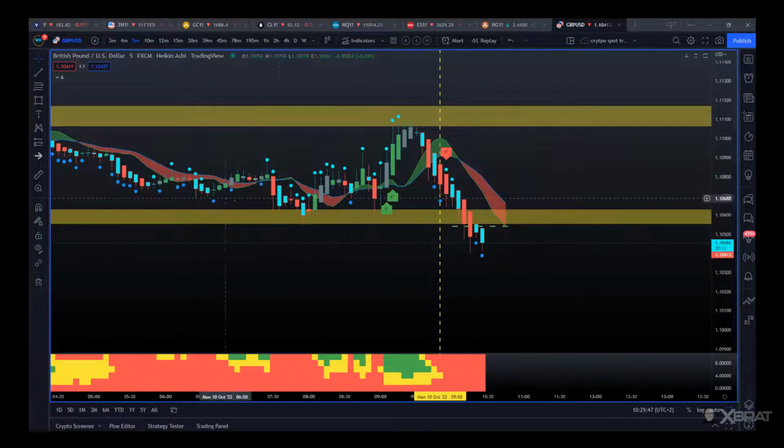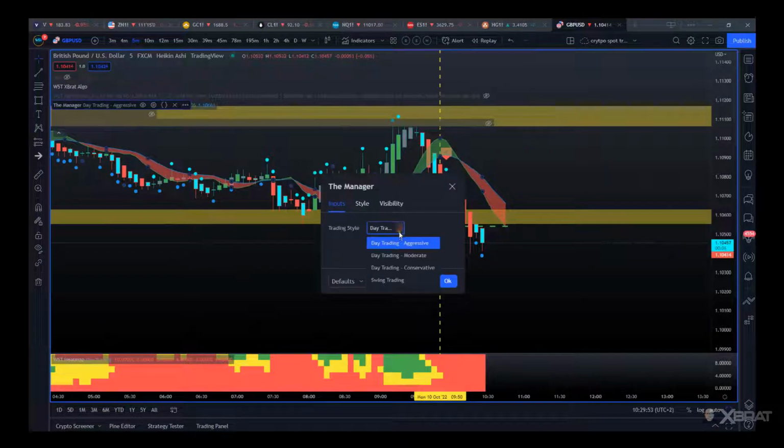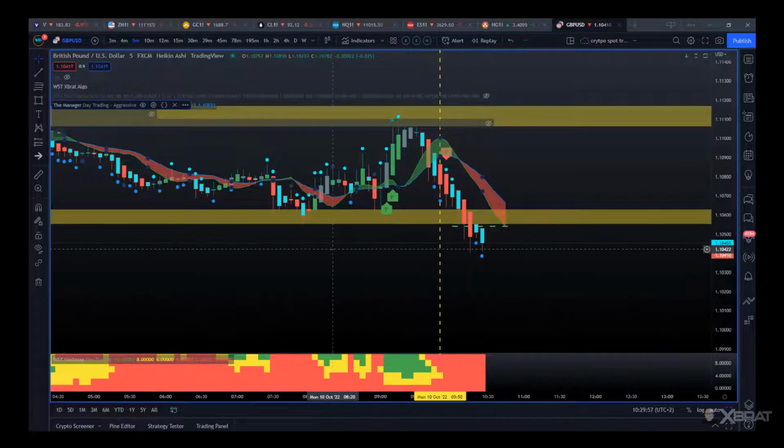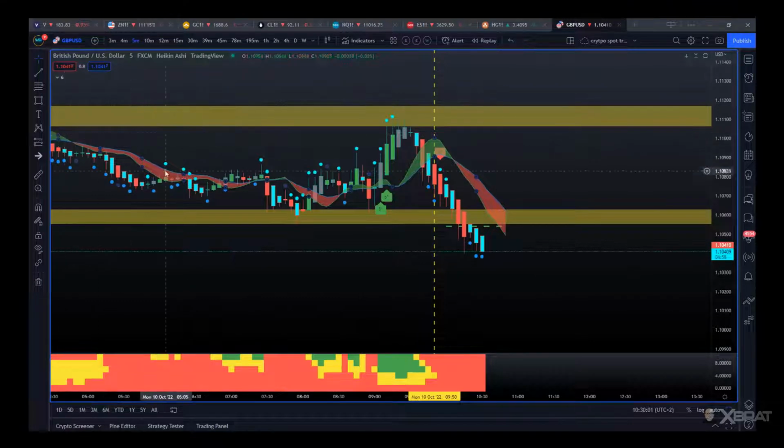We've got the signal, and that's our entry. Now, with the manager here, I've got it on day trading aggressive. Okay. These are the settings: aggressive, moderate, conservative. On the 5-minute, I want to be reasonably aggressive with this. So this helps us dictate to where the stop is.